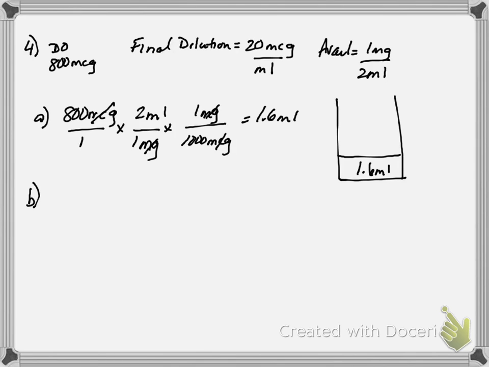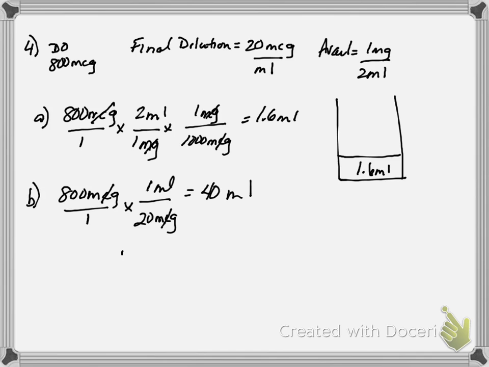Part B asks me, what is the total volume in which the drug must be diluted to achieve the final dilution? So I'm looking for the total volume. So I take the doctor's order again, the 800 mcgs over 1. I times it by the final dilution, which is 1 ml over 20 mcgs. My mcgs will cross out. I end up with 800 divided by 20, which really is 80 divided by 2, so it gives me 40 mLs. So my total volume is 40 mLs.